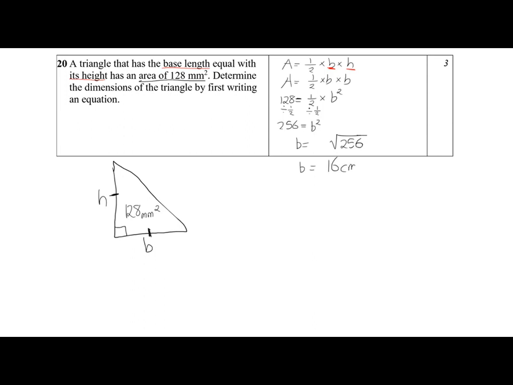Its length, and it's in millimeters, so it is 16 millimeters. And that's the solution to the hardest one on the question. So it does actually say determine the dimensions of the triangle. The base is 16 millimeters, so the triangle has a base of 16 millimeters, and the height is the same as the base, so the height is also 16 millimeters.